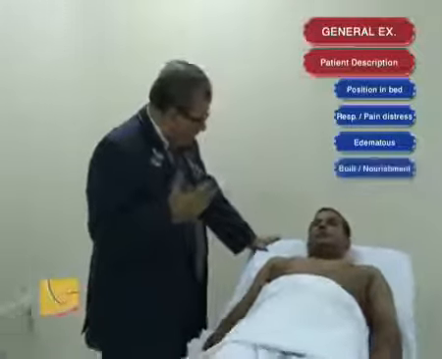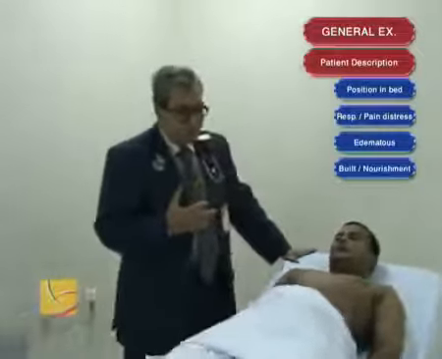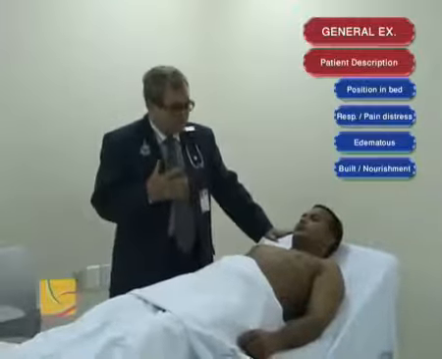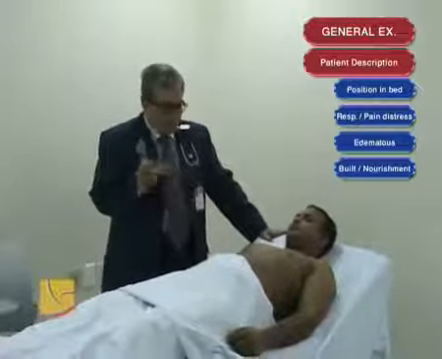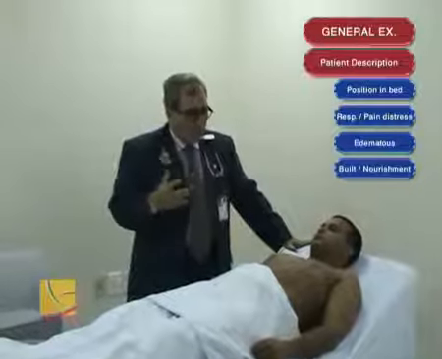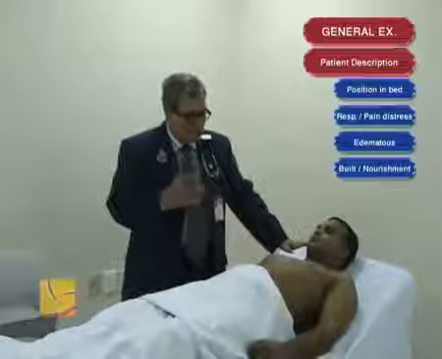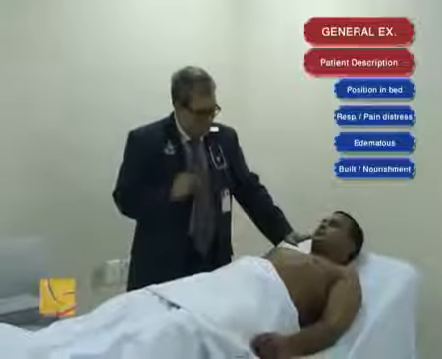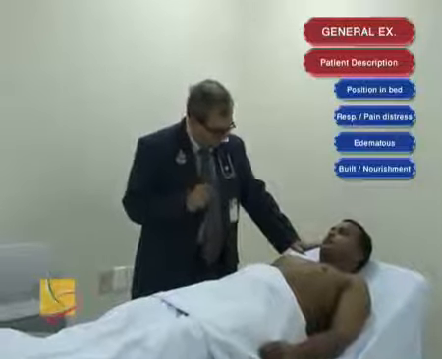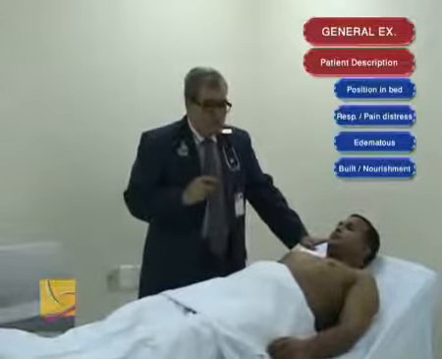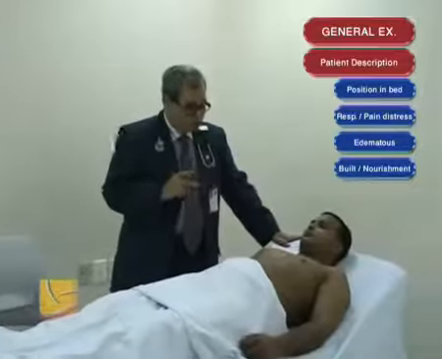then we have to comment on the build and nourishment of the patient. If the patient is of normal build for his race, because some races may have a smaller stature than other races, and some races may have taller stature than other races, so we have to know the race of the patient to adjust our description to his racial differences. Also, we have to comment on the patient condition.